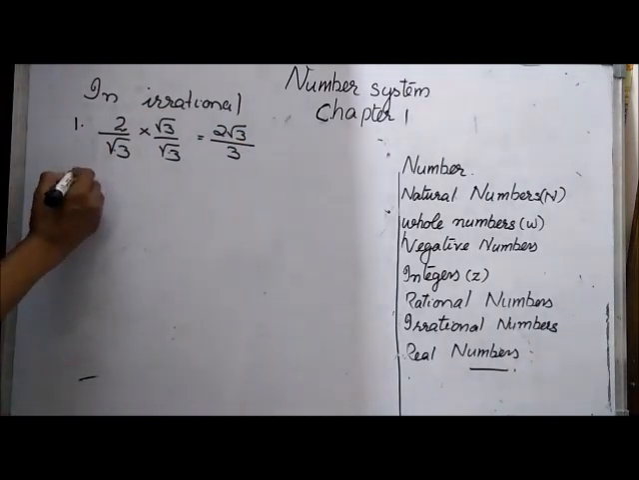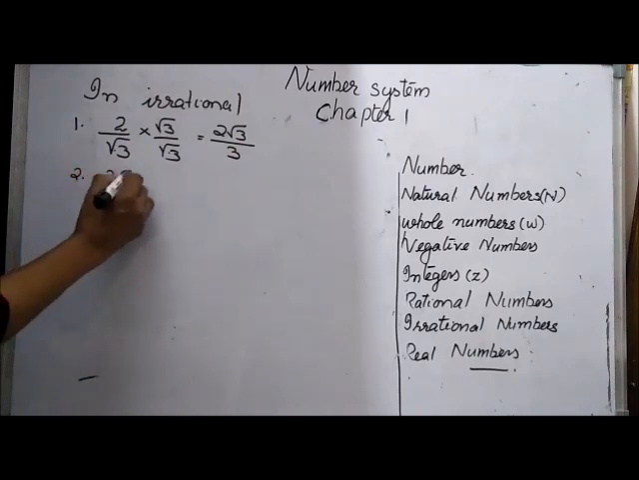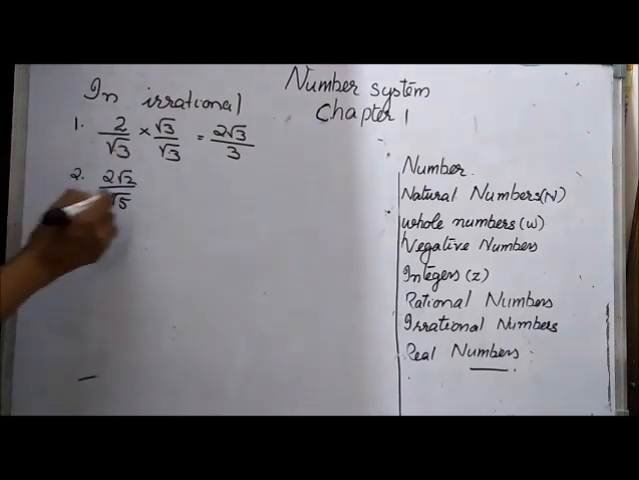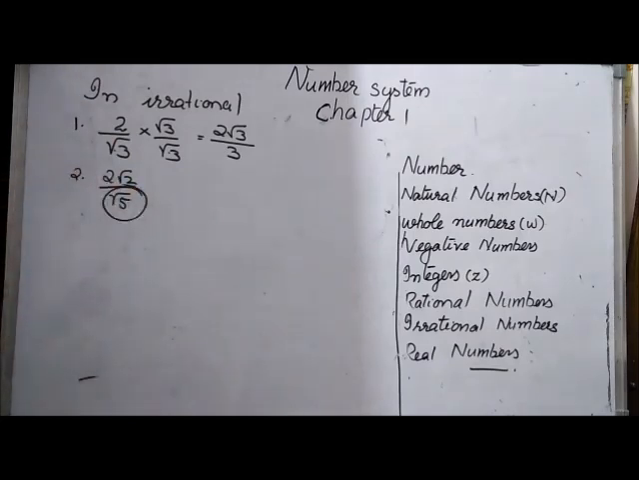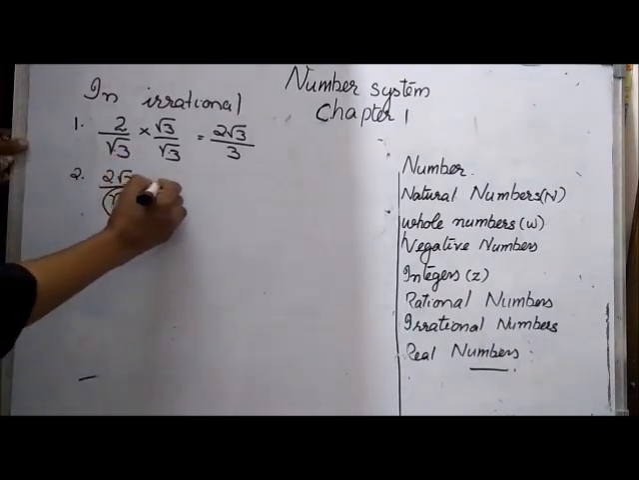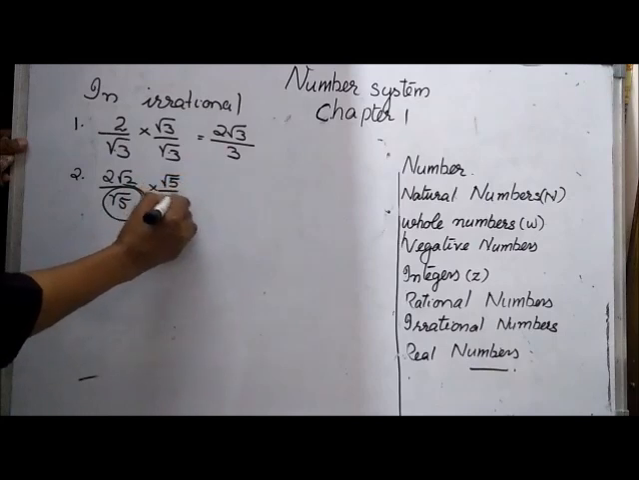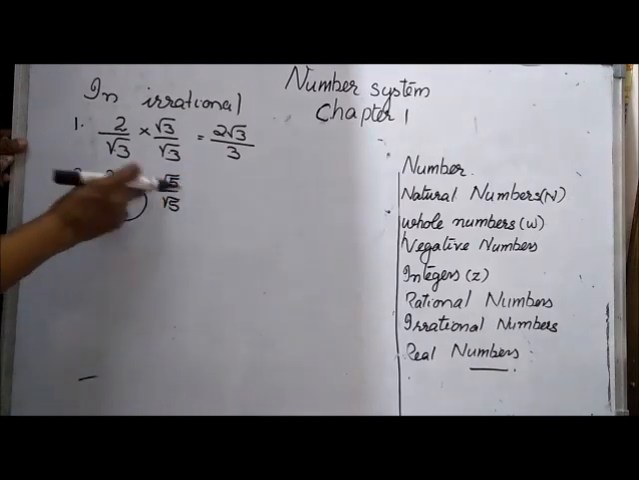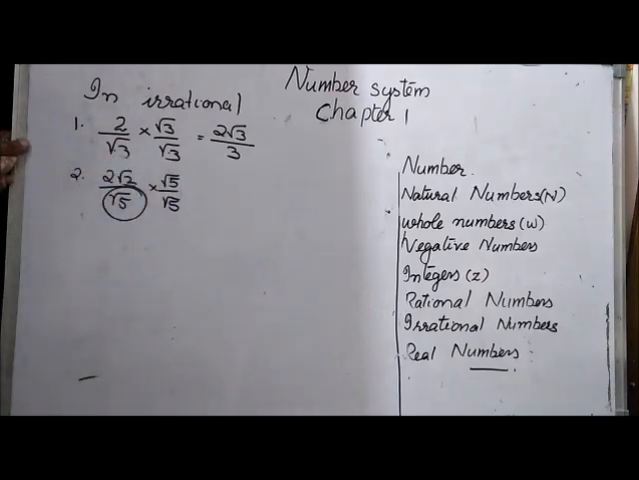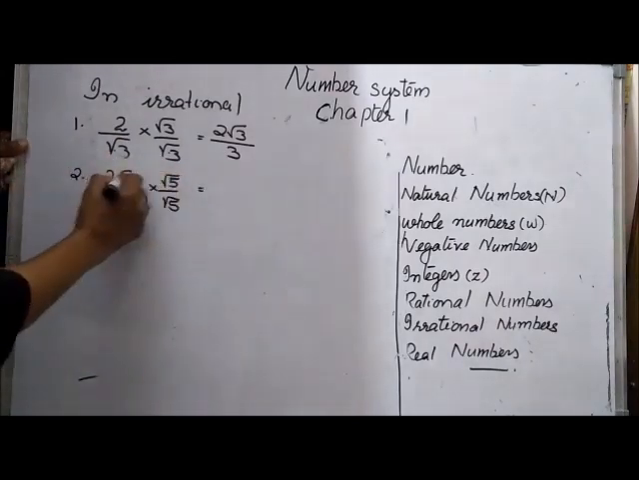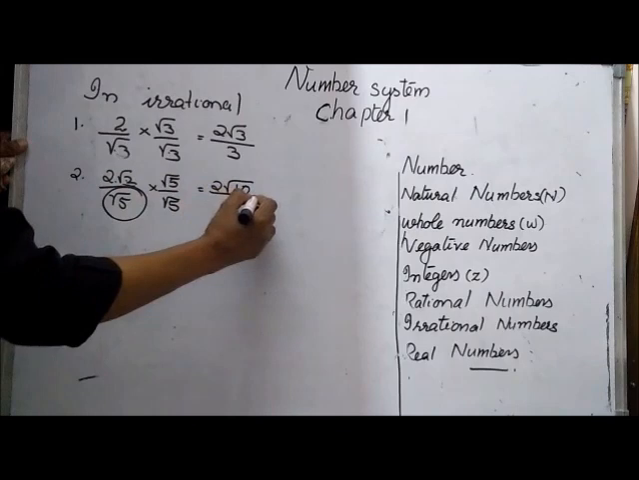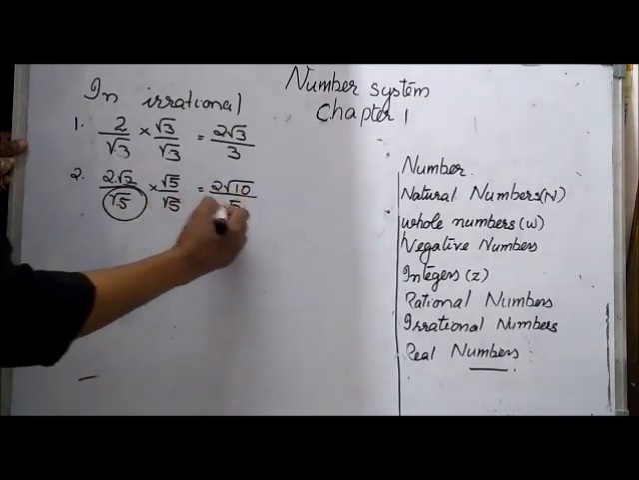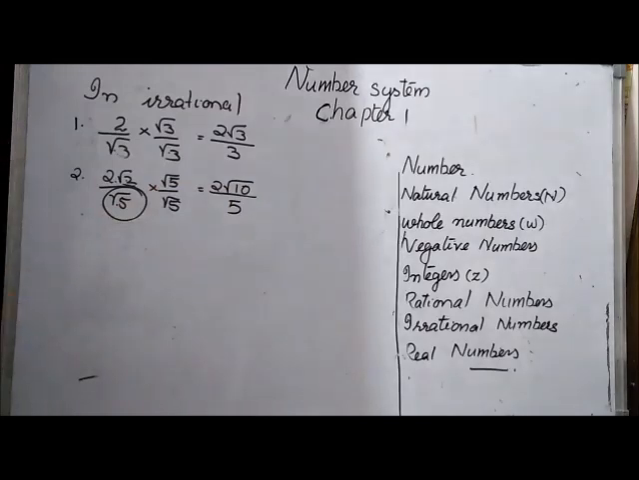So next, the second example, 2 root 2 by root 5. Whatever the irrational denominator may be, we will multiply it in the numerator and denominator, because if we cancel this, it is the same as 2 root 2 by root 5. Here it is 2 into root 2 into root 5, root 10, divided by root 5 into root 5, that is equal to 5. So the answer is 2 root 10 by 5.